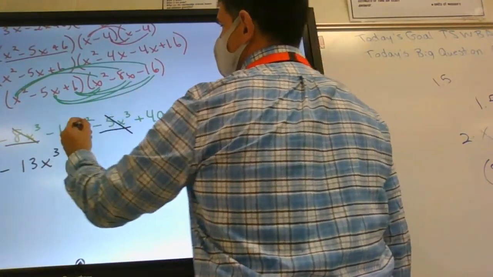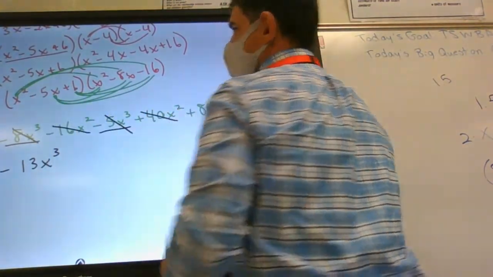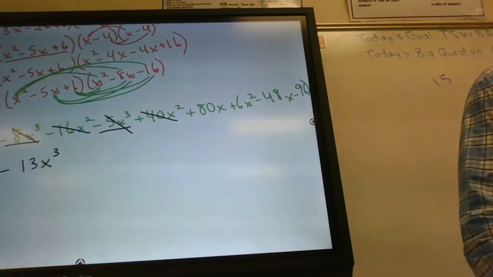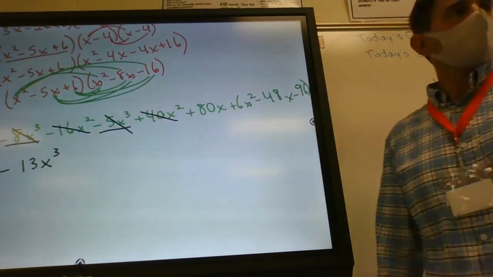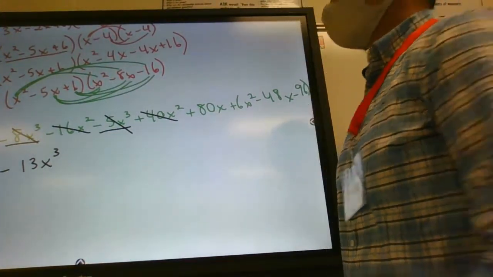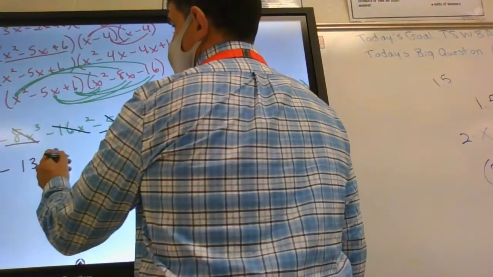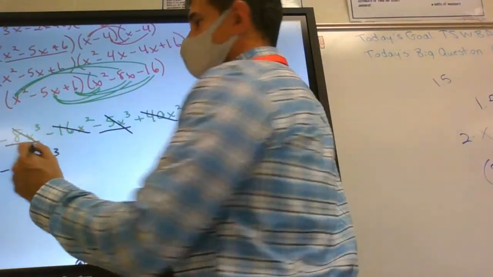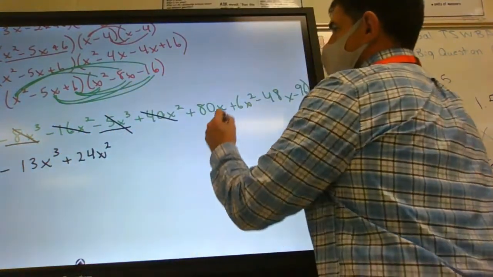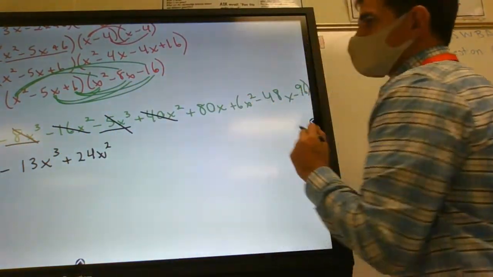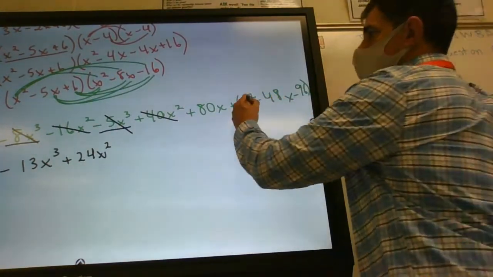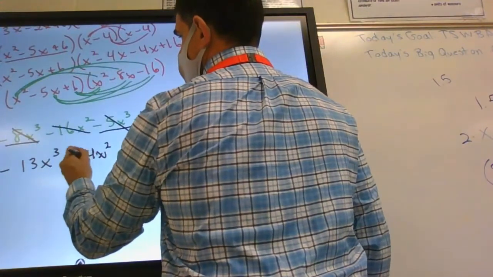Minus 16 plus 40. Y'all type in your calculator, or tell me. What's minus 16 plus 40? 24. So plus 24x squared. Okay? Oh, I missed an x squared. Look, there's another 6. What would 24 and 6 be? 30. So this would be 30x squared.